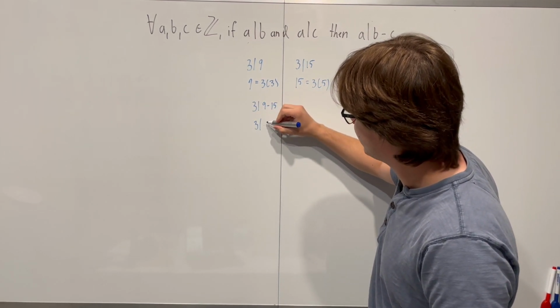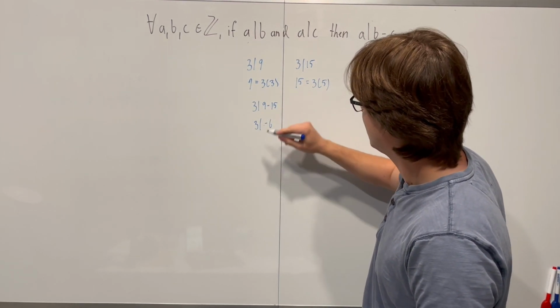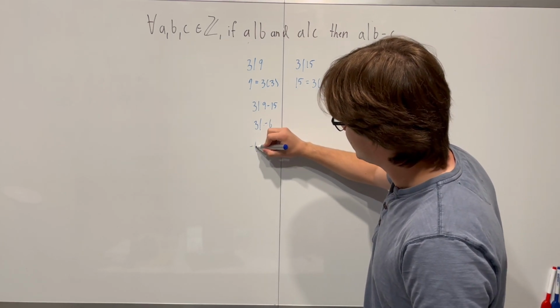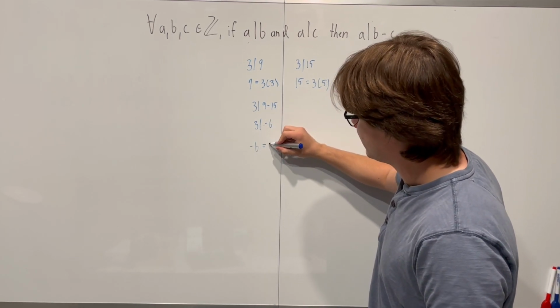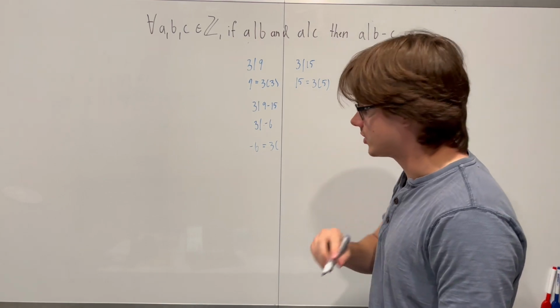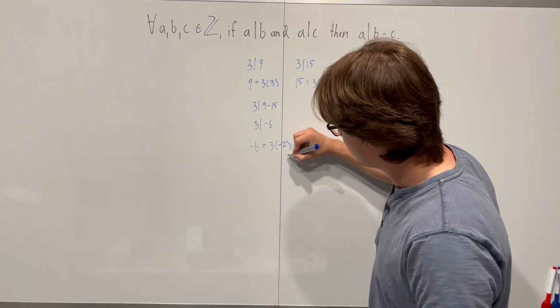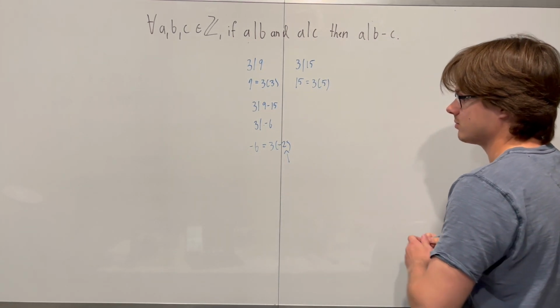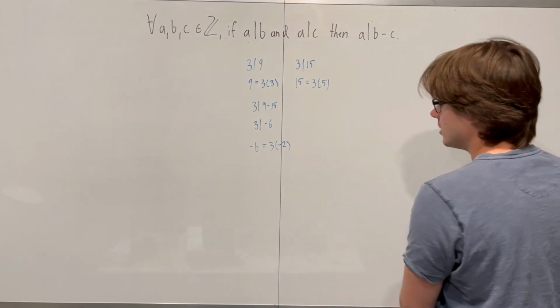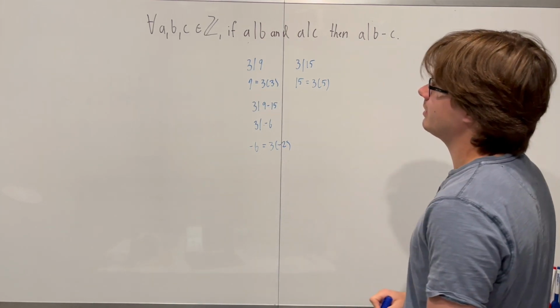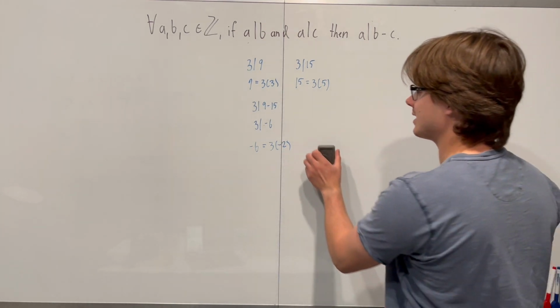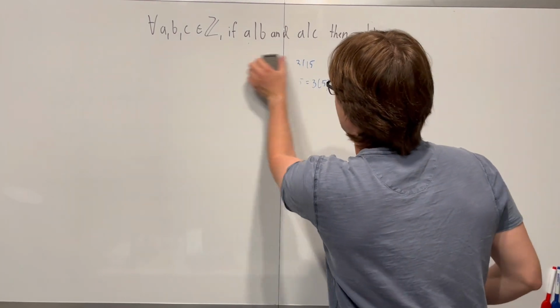Okay, great. Now let's have a look at 3 divides into 9 minus 15, which is going to be the same as saying 3 divides into negative 6. And this is, of course, true because negative 6 can be written as 3 times something, and our something here is going to be negative 2. Negative 2 is an integer. So we know that this statement is true, which means that probably our original statement is likely true. So let's try proving it.